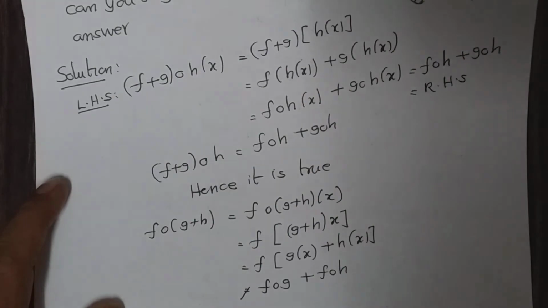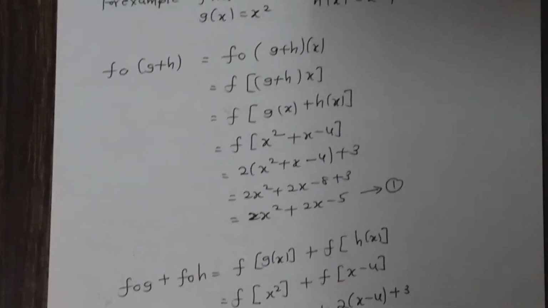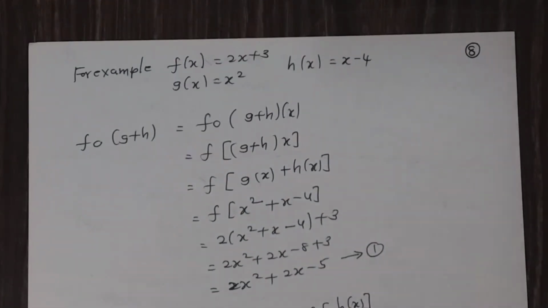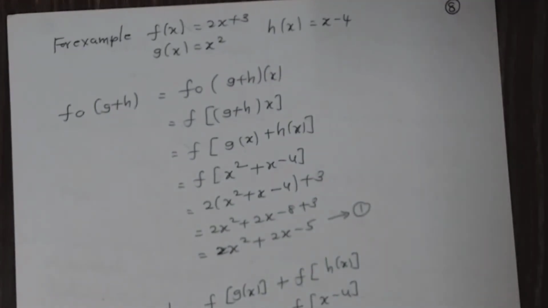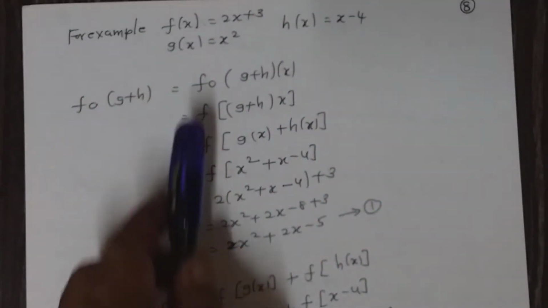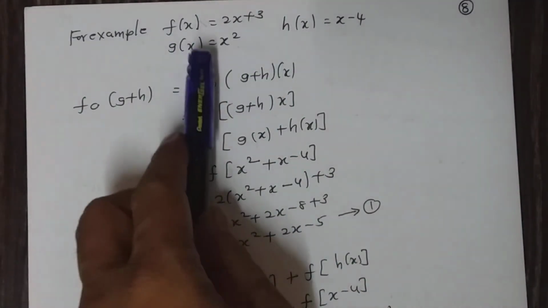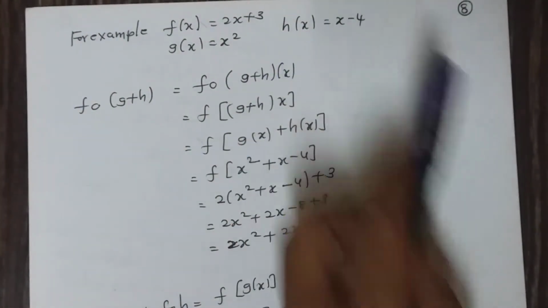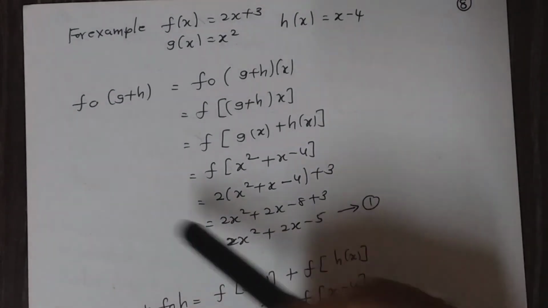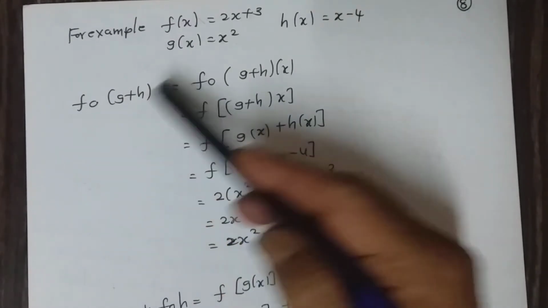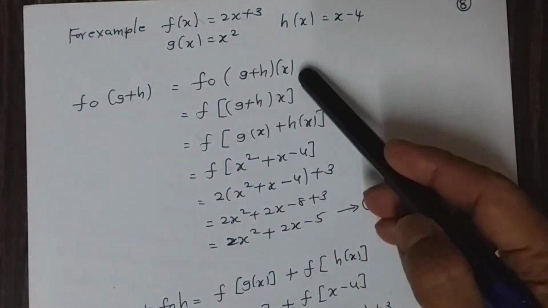Okay students, now we will prove by taking one example. See here. The example I am taking is f of x is equal to 2x plus 3, g of x is x square, h of x is x minus 4. Students, you can take any example, that doesn't matter. Now first the LHS, I am doing f circle g plus h. So f circle g plus h of x.